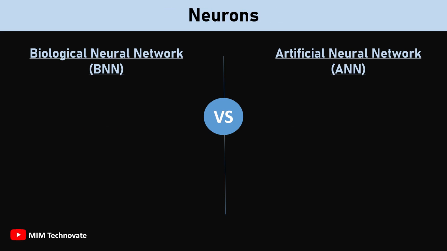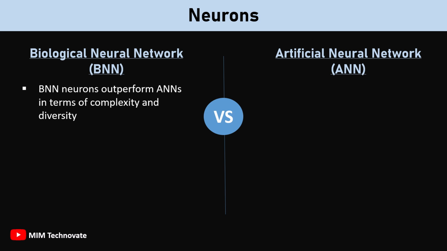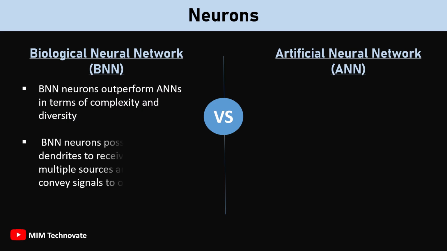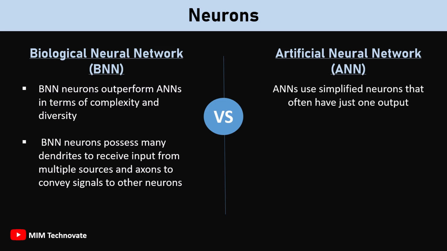Neurons. In both BNNs and ANNs, neurons serve as the fundamental building blocks for processing and transmitting information. However, BNN neurons outperform ANNs in terms of complexity and diversity. BNN neurons possess many dendrites to receive input from multiple sources, and axons to convey signals to other neurons. ANNs, by comparison, use simplified neurons that often have just one output.